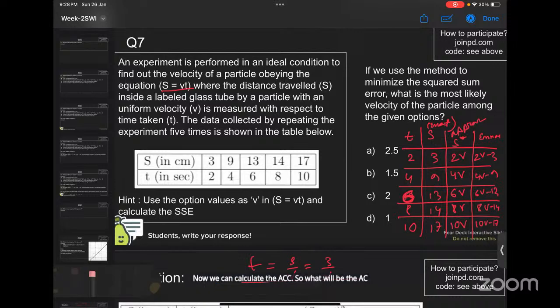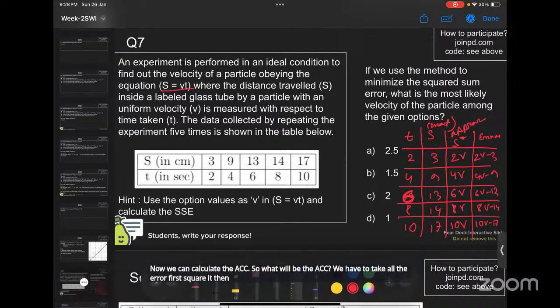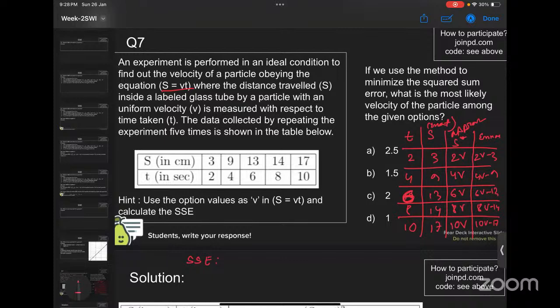What will be the SSE? We have to take all the errors, first square them, then sum them. Just simplify it and let me know what is the SSE. You have to use the (a minus b) whole square formula and then simplify.